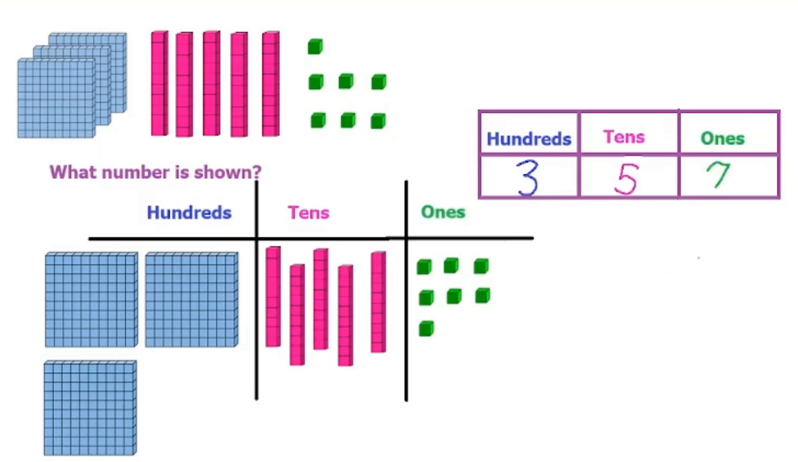So what number is shown? The number that is shown is 357. And this is a really fun problem to understand how to write blocks, models into numbers. So if you didn't get it right away, just rewind the video and watch it again.